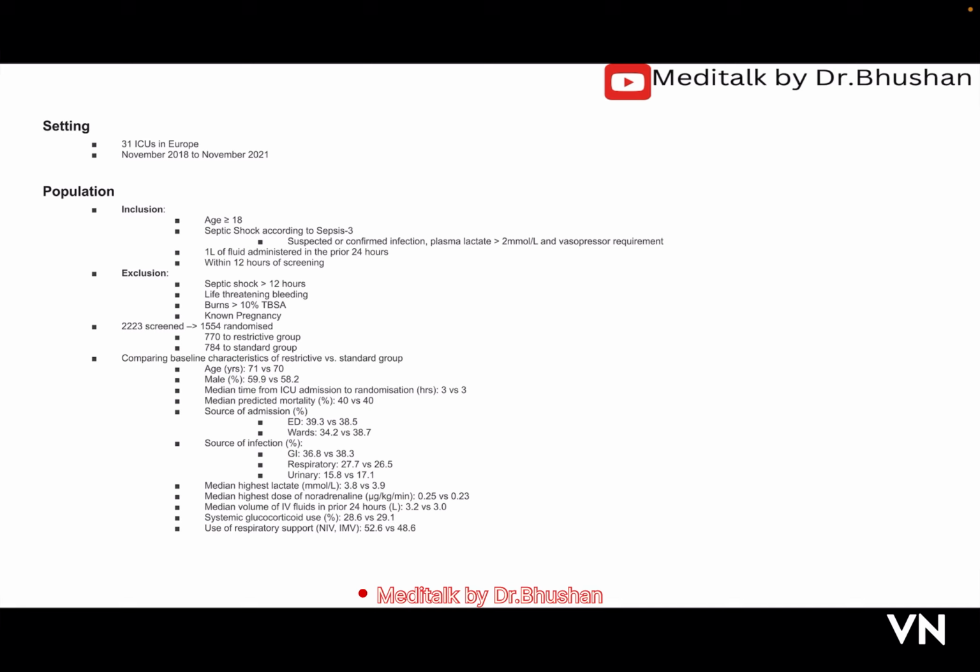Comparing the baseline characteristics of restrictive versus standard care: age 70 versus 70, male 59 versus 58. Median time from ICU admission to randomization 3. Median predicted mortality 40. Source of admission: emergency department and ward. Source of infection: GI, respiratory, urinary. Median highest lactate 3.8 versus 3.9. Highest dose of noradrenaline. Median volume of IV fluid in the prior 24 hours. Systemic glucocorticoid use and use of respiratory support, NIV and invasive mechanical ventilation.